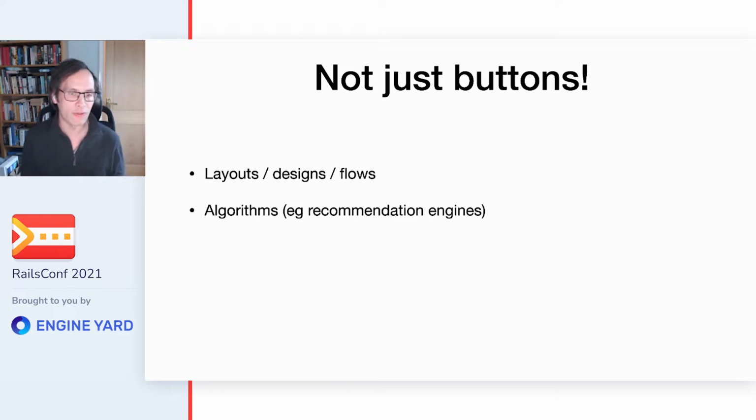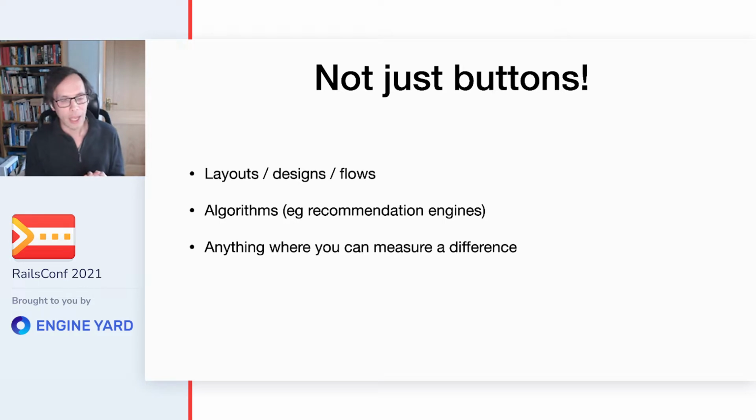Algorithms are great, so different recommendation engines, different parameters to them. And really, anytime you can measure a difference, but you want to take that difference into account in a rigorous way, then an A/B test is the process through which you do that.